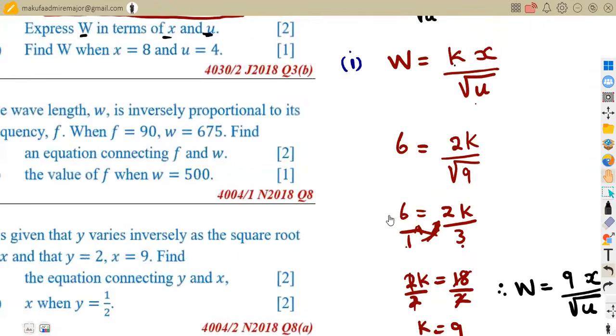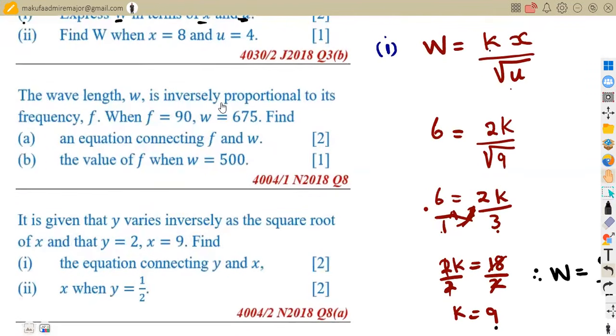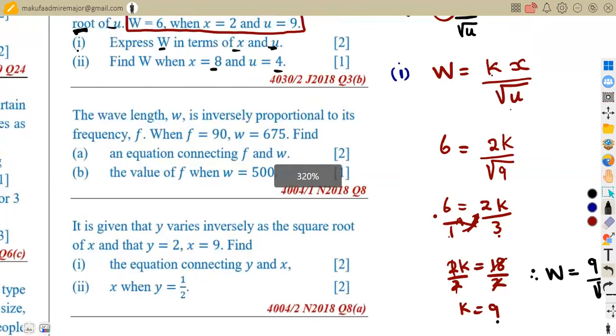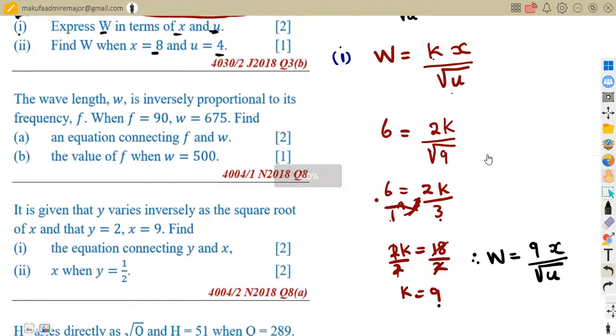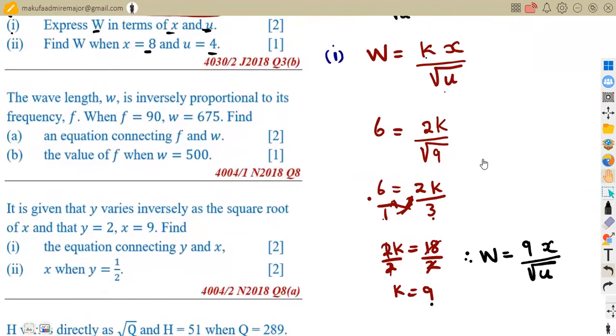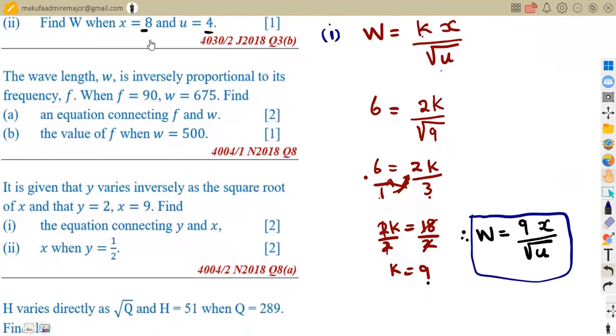That was the statement. Then on the other part, now we are asked to find w when x is equal to 8 and u is equal to 4. We are now asked to find w. So this one, we are just going to substitute back into our equation, the one that connects the variables. We are given the value of x and also the value of u. So it's a continuation that you are simply making in this case.